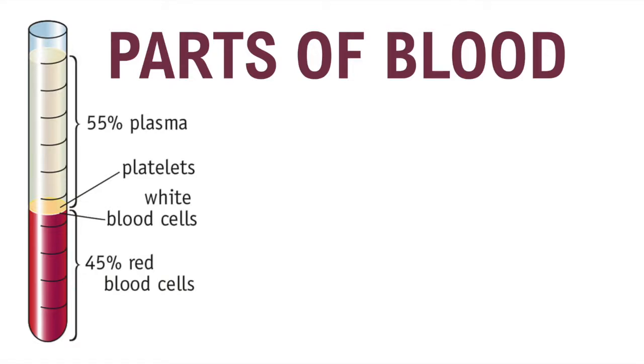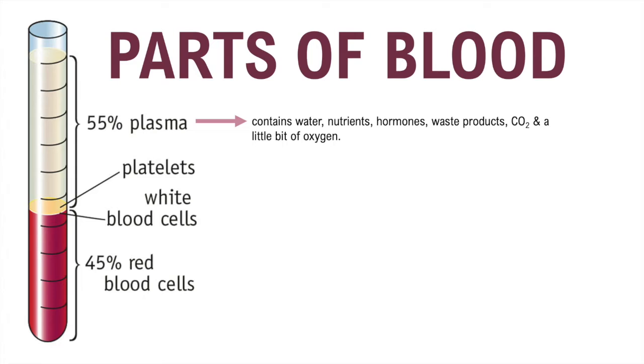Before we start going into these three questions, I want to shortly repeat what we have learned about the different parts of blood, and I only want to discuss the parts that are relevant for today's video. Now, the first part of blood that I would like to discuss is the plasma. Remember that the plasma contains water, nutrients, hormones, waste products, CO2, and a little bit of oxygen.